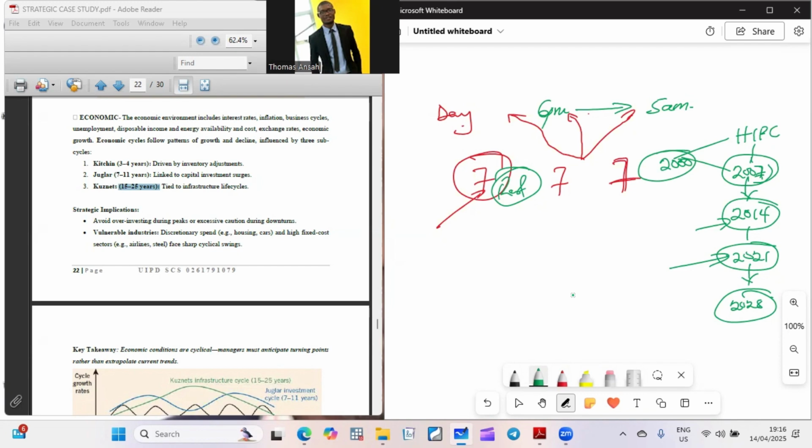So if you're a business, when you are reading the case, just be careful of how the industry is linked. He is saying that inventory-driven industries take 3 to 4 years. So be careful. When it comes to the exam and you are analyzing, you can use the kitchen concept, the kitchen analysis, and the juggler analysis, and say that capital investment runs 7 to 11 years.